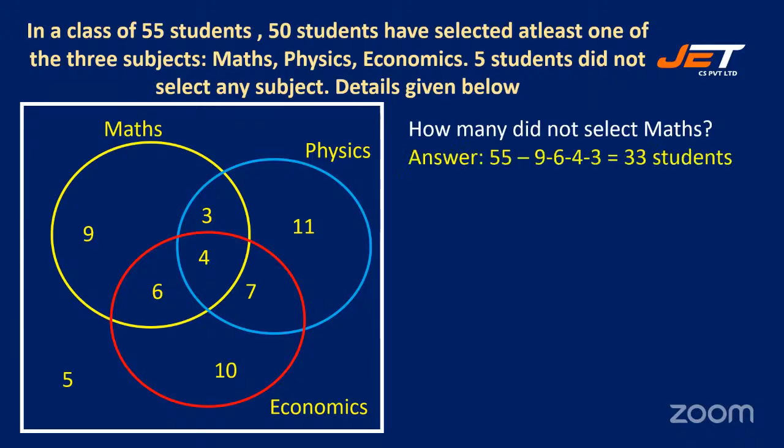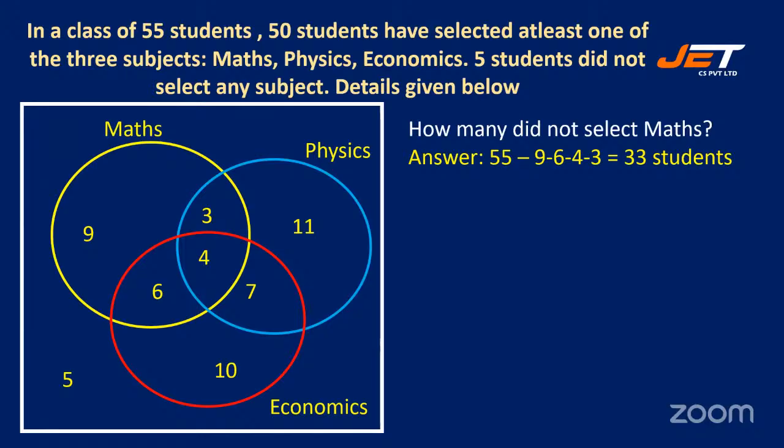Let's see the answer. It is 55 minus 9 minus 6 minus 4 minus 3. Why? How many did not select maths? From the total students of 55, we are deducting 9. Okay, so how many did not select maths?